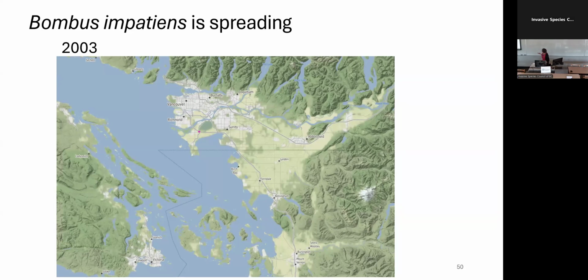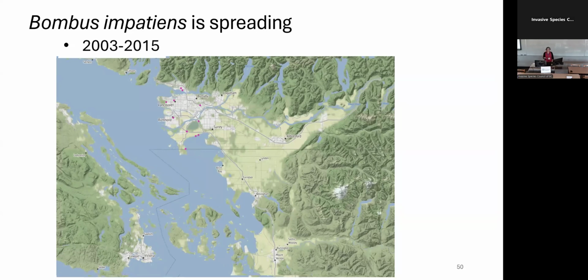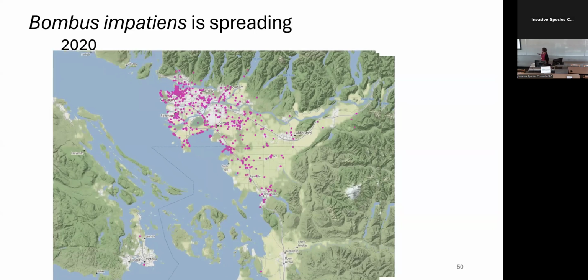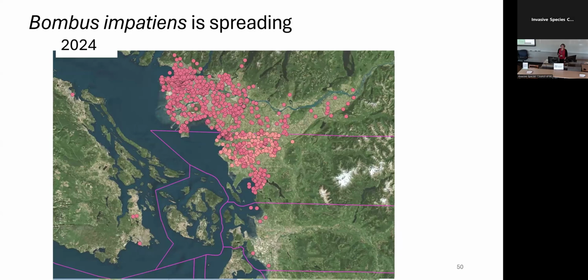Yeah, there's the first documented point. All this data is from iNaturalist. 2003 to 2015, you have a few more observations across the lower mainland. 2016, a few more. And then I'm going to jump ahead in time to 2020, when you have documented spread south and a few spots on Vancouver Island as well. And this is the current map from 2024.